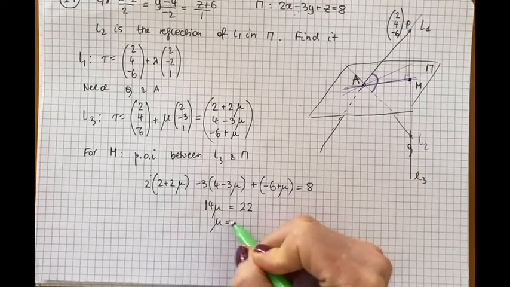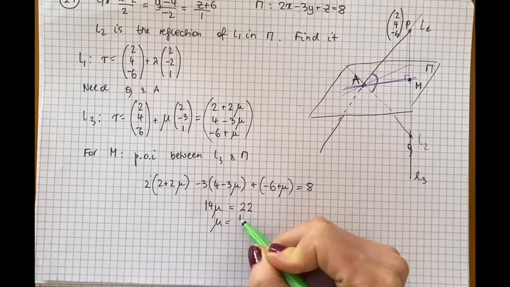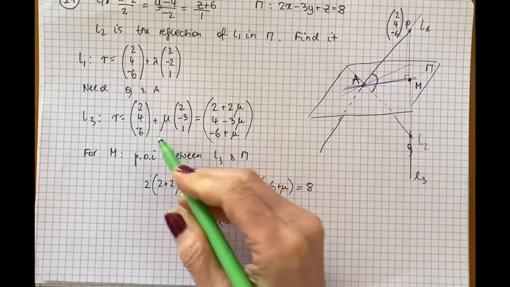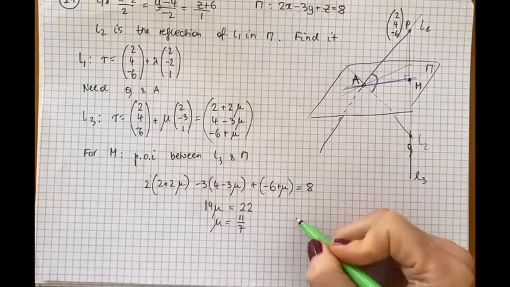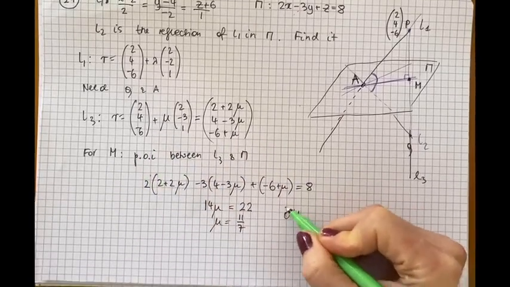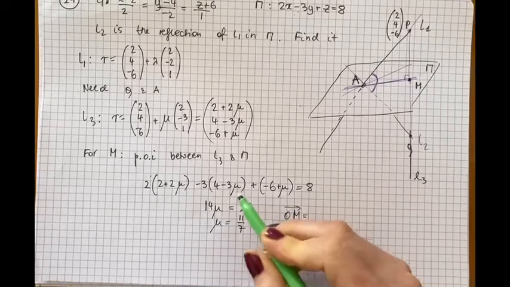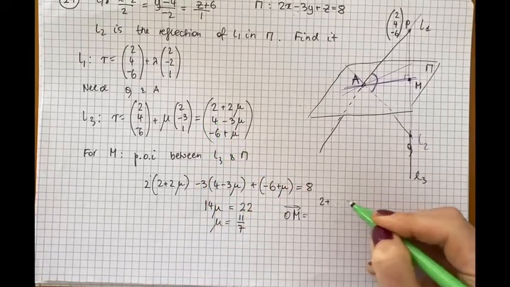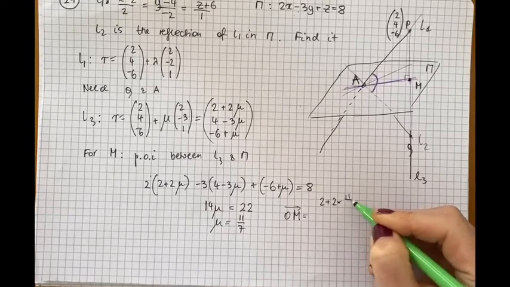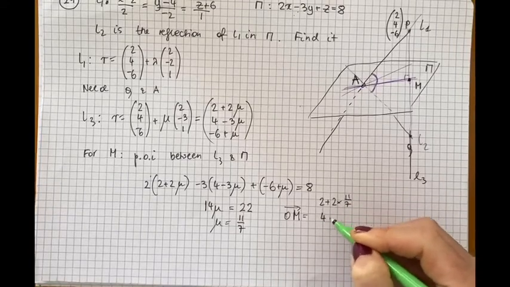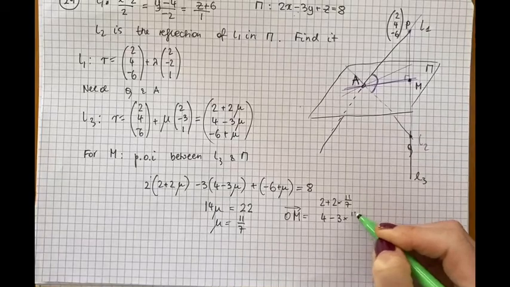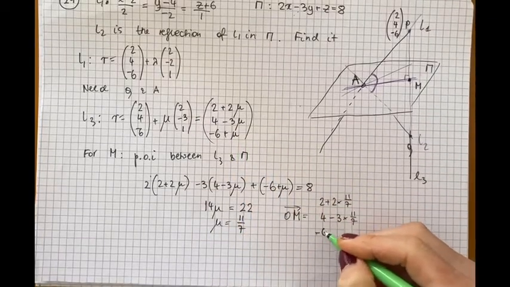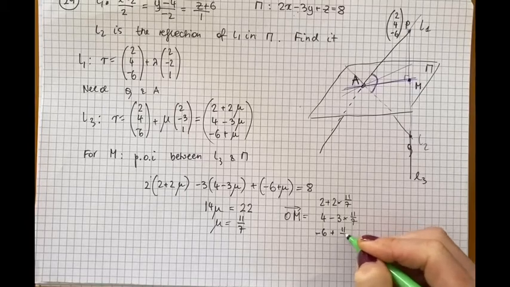So mu is equal to 22 over 14, 11 over 7. So point M, OM, let's do the position vector of M. This is going to be 2 plus 2 times 11 sevenths, 4 minus 3 plus 11 sevenths. I'm substituting it into the equation that's perpendicular to the plane.